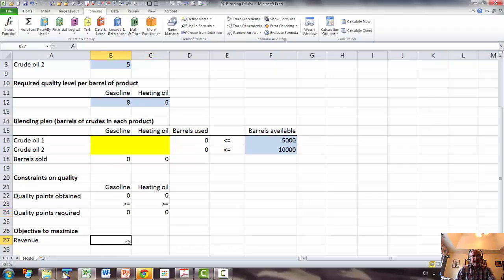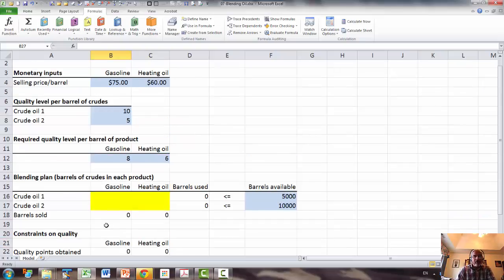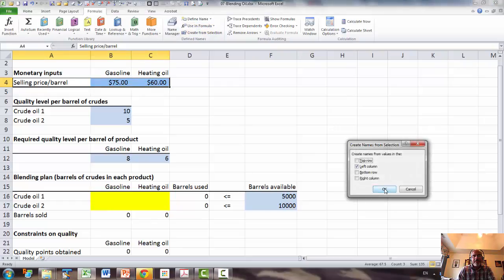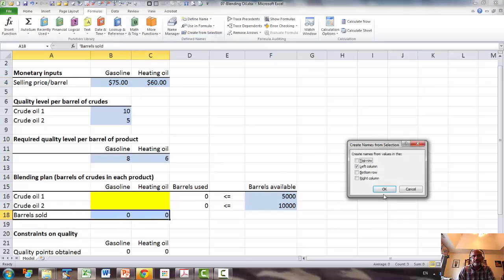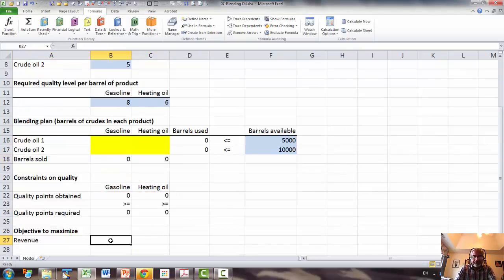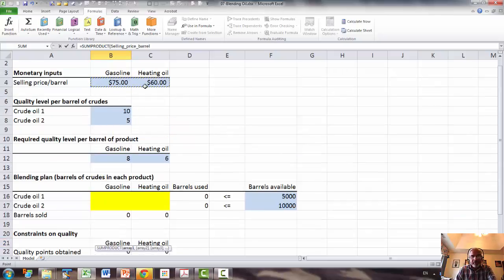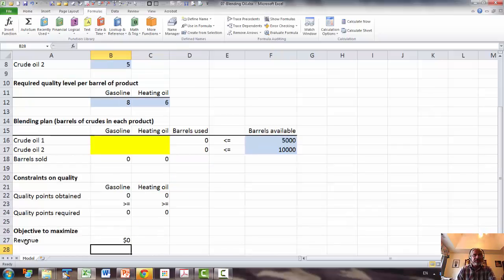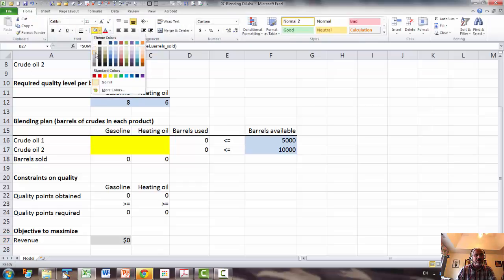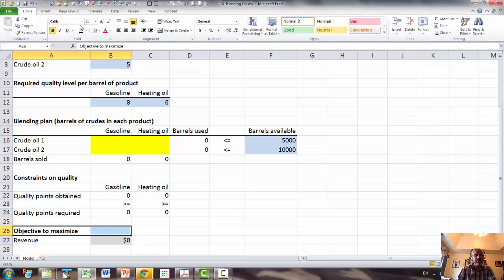Okay. Now, revenue is a sum product of how many barrels we're going to sell with the selling price, like that. So let's give a name for this. And barrels sold, let's give a name there too. Then you get sum product of selling price with barrels sold. That will give us the revenue, and that's the objective that we have to maximize. So let's color code that like that. I'll put a line there.